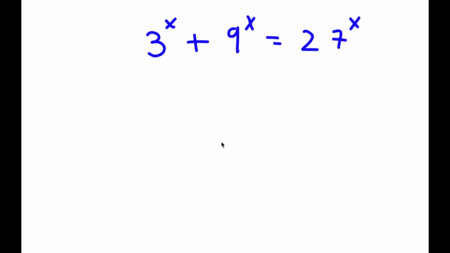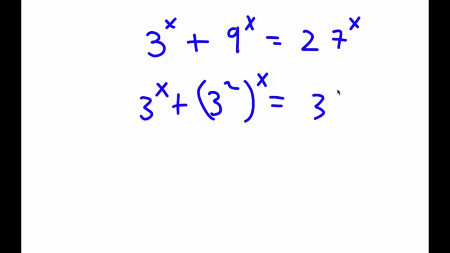Alright, so in this problem, I have 3 to the power of x plus 9 to the power of x is equal to 27 to the power of x. So to solve this, I'm going to first start by rewriting 9 to the power of x as 3 squared to the power of x, and 27 to the power of x as 3 to the power of 3 to the power of x.